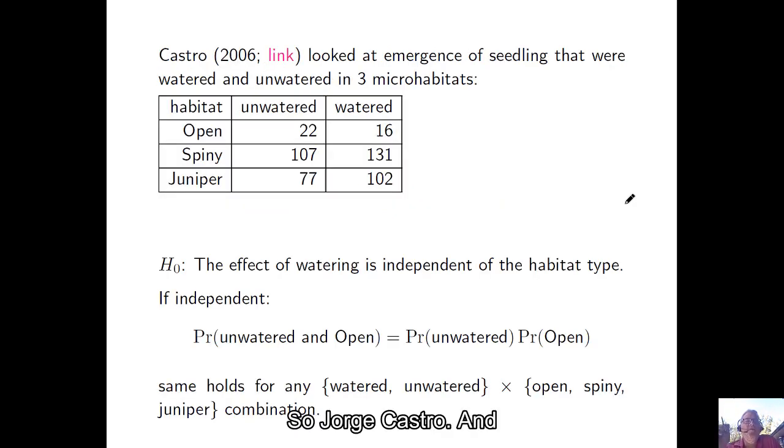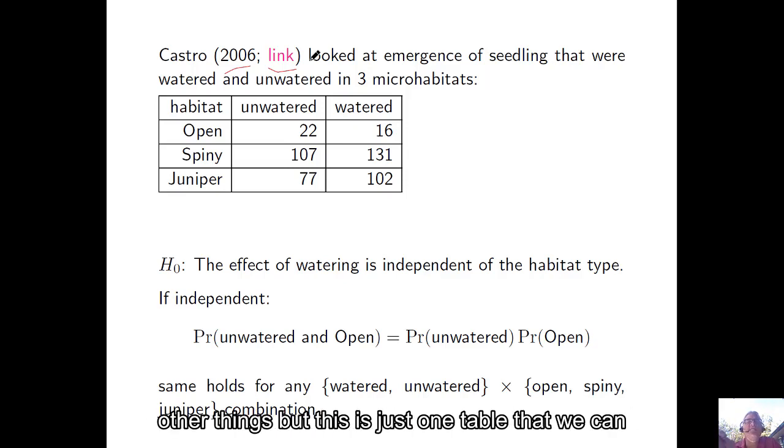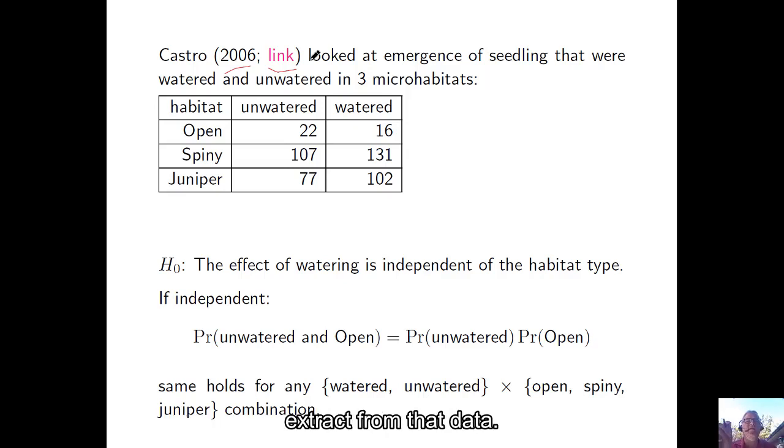So Jorge Castro in this 2006 paper, there's a link here on the slides, looks at the emergence of seedlings on watered and unwatered conditions in 3 different microhabitats. The paper looks at several other things, but this is just one table that we can extract from that data.